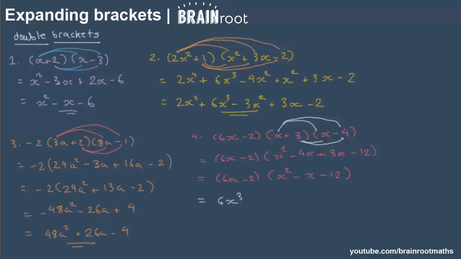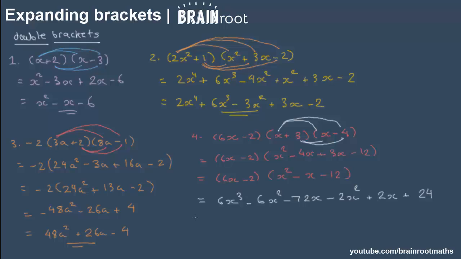And let's move to the second term. So 6x times minus x is going to give us minus 6x squared. 6x times minus 12 is going to give us minus 72x. And now we're done with the first term here. And now let's go on to the second term in the first bracket. Minus 2 times x squared is going to give us minus 2x squared. Minus 2 times minus x is going to give us plus 2x. And minus 2 times minus 12 is going to give us plus 24.